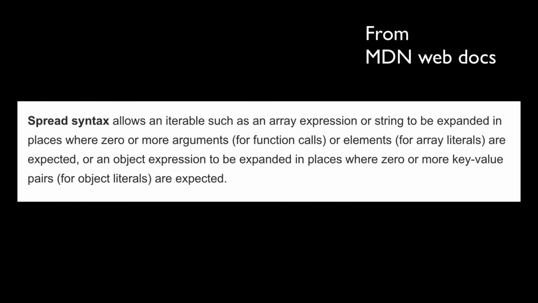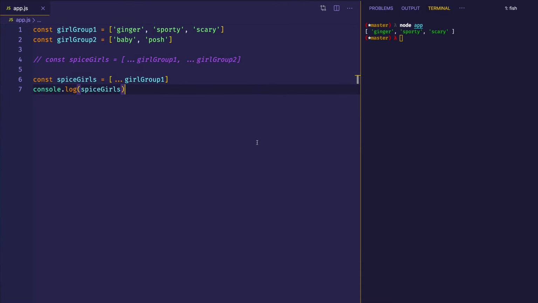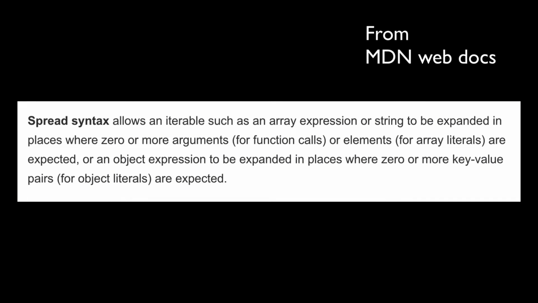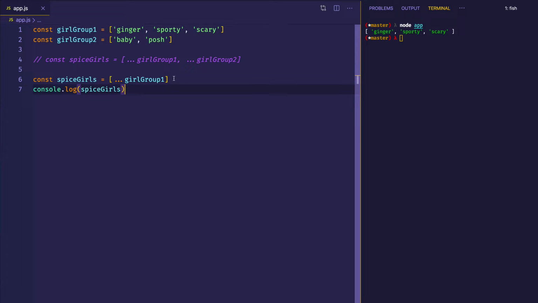syntax. So the description on the MDN web doc says the spread syntax allows an iterable, such as an array, expression, or string. Okay, so here we were working with an array, which is an iterable. So it allows an iterable to be expanded in places where 0 or more arguments for function calls or elements for array literals are expected, or an object expression to be expanded in places where 0 or more key value pairs for object literals are expected. So this is what I was talking about when I was describing this as being kind of like a container. This array literal here is what expects or holds the individual elements.